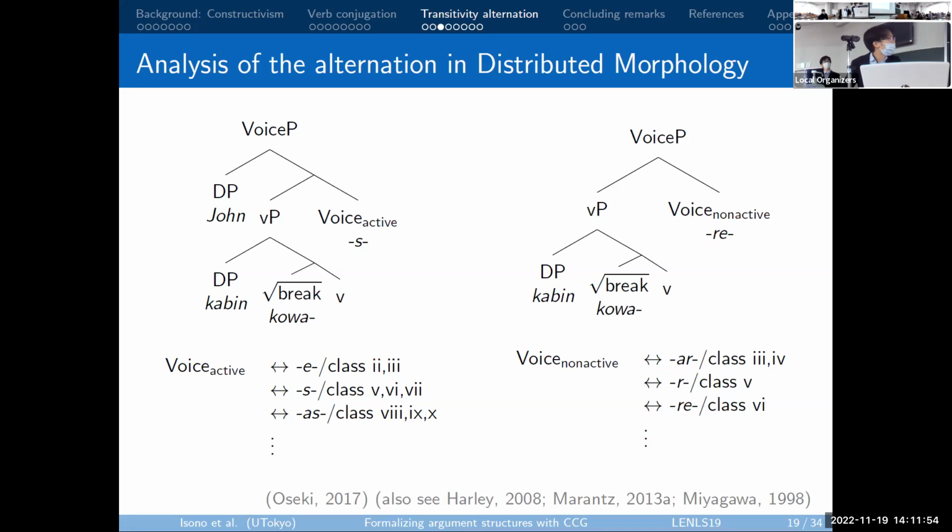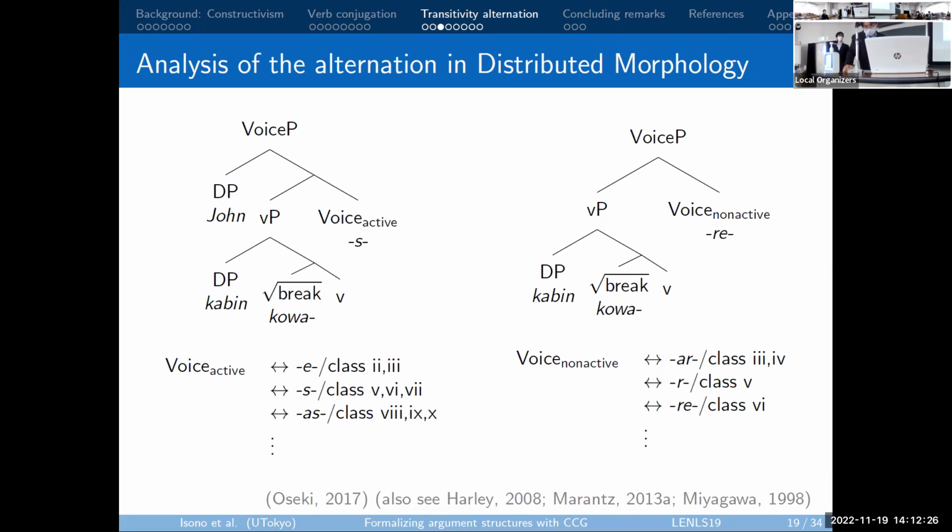We particularly based our analysis on Oseki 2017. And according to these analyses, the transitivity morpheme is the realization of a voice head, which introduces the external argument, with different flavors. In the case of koa break, the active voice head is realized as S and introduces the external argument, as you can see in the left tree, while the non-active voice head is realized as rare and does not introduce an external argument, as you can see on the right.